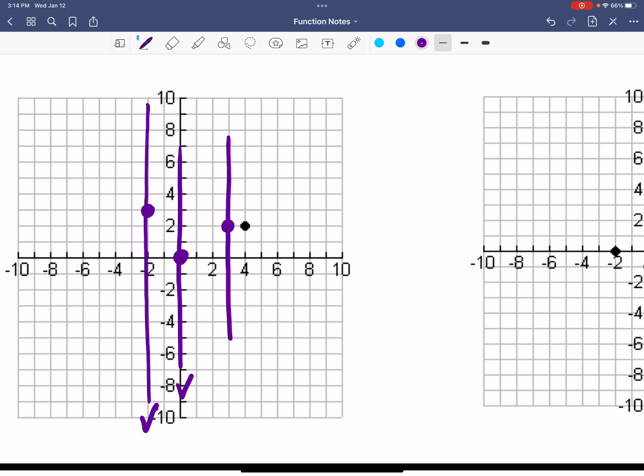I see it only passes through one point. Again, draw another vertical line going through another point. Again, I see here that on this graph, it goes through 4 different points. So this is going to be a function.